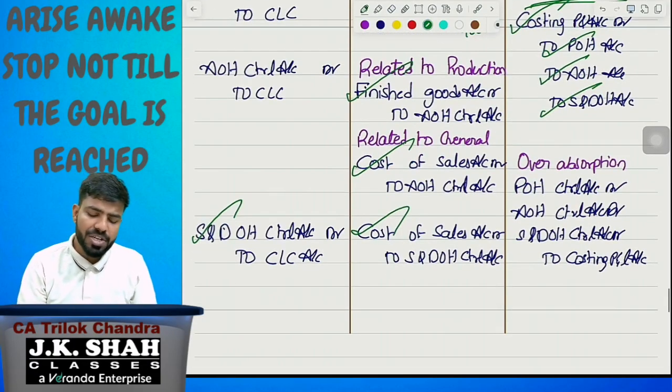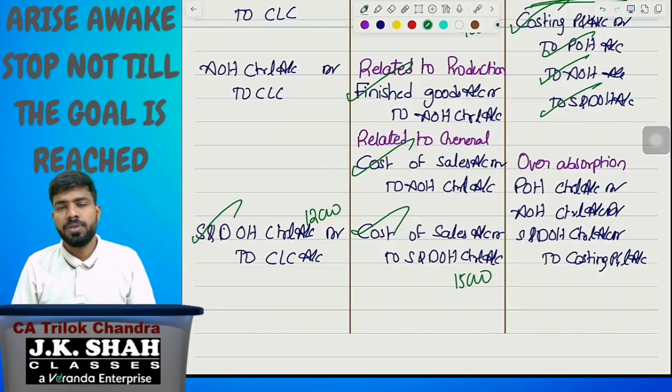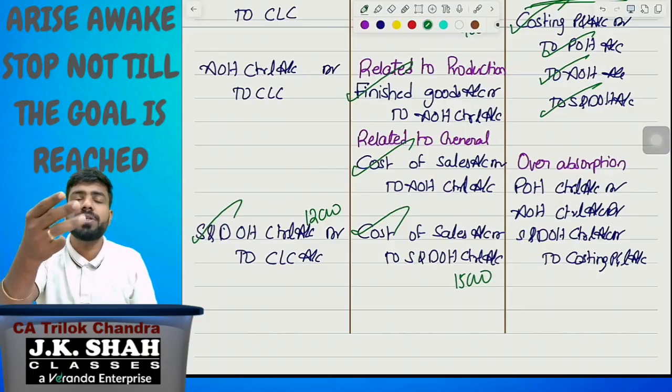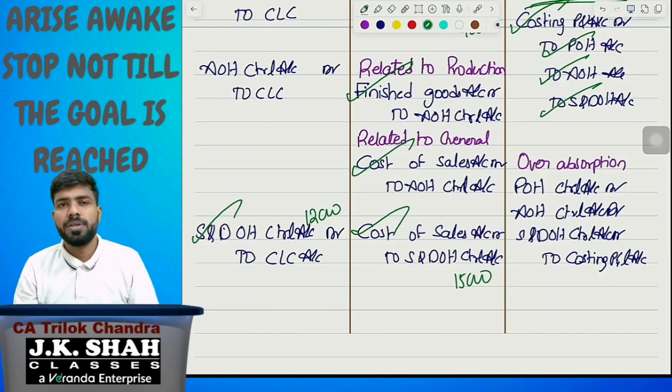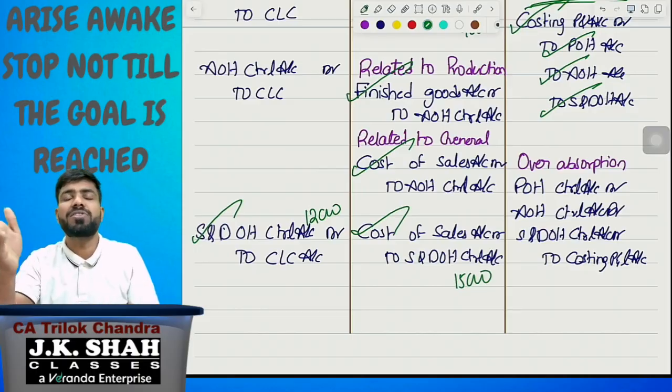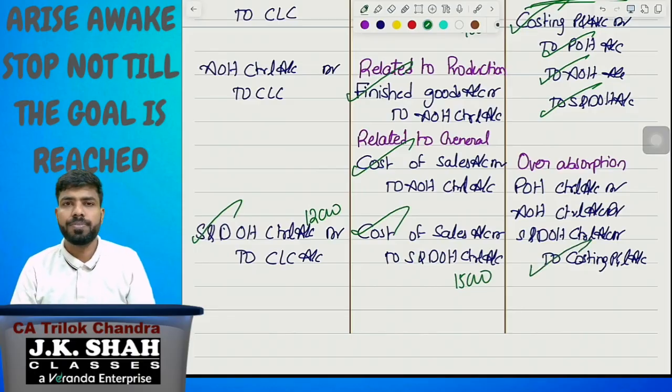See here, selling and distribution overhead is 12,000 rupees, but absorption is 15,000 rupees. Over absorption, over accounting of the cost. If you over account the cost by 3,000 rupees, now we need to remove that. If you remove that, cost is going to be decreased. If the cost decreases, profit increases. If you want to increase the profit, credit the cost in P&L account. So here I am crediting the cost in P&L account.